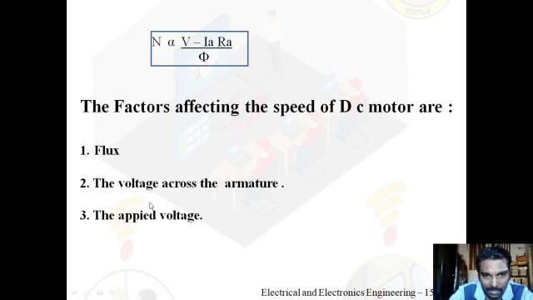And the third parameter is the applied voltage. If you observe, V represents the supply DC voltage. By varying this voltage, I can control the speed of a motor. So let us see how the speed of a DC motor is varied.